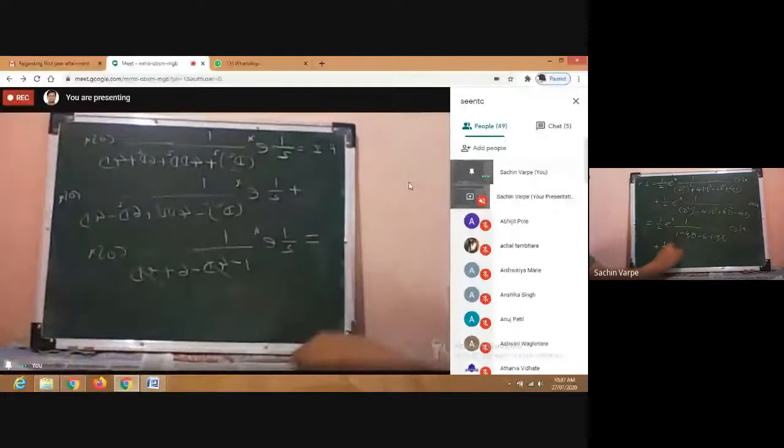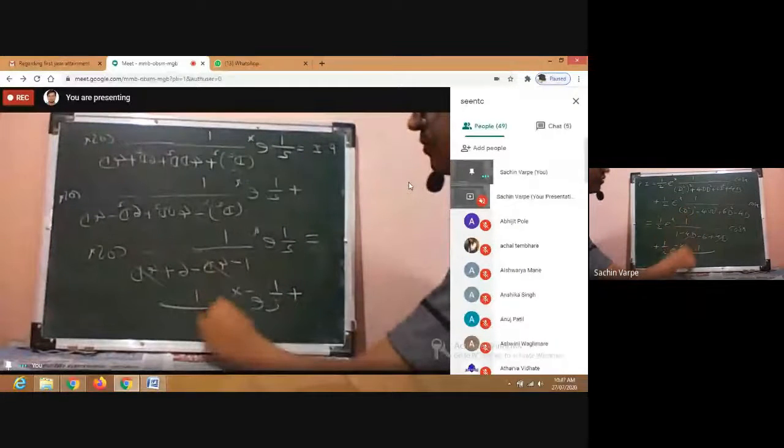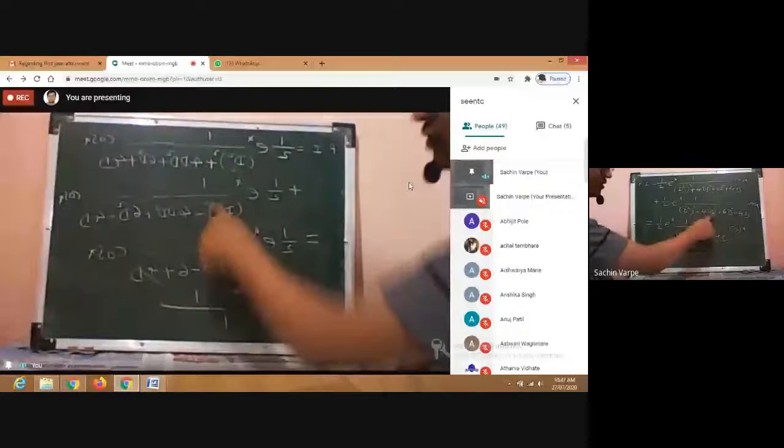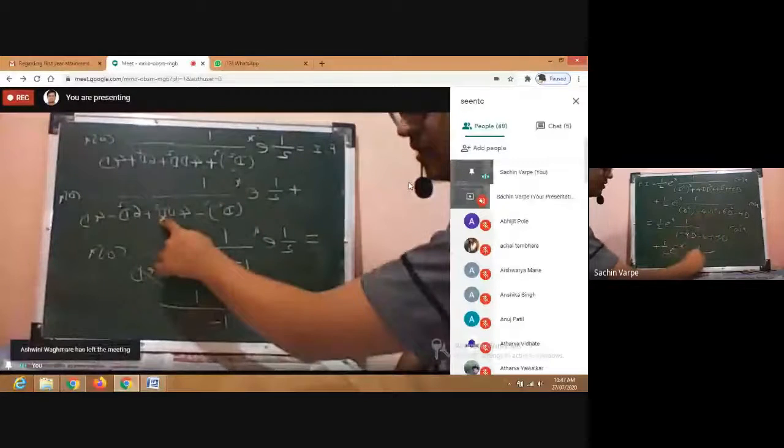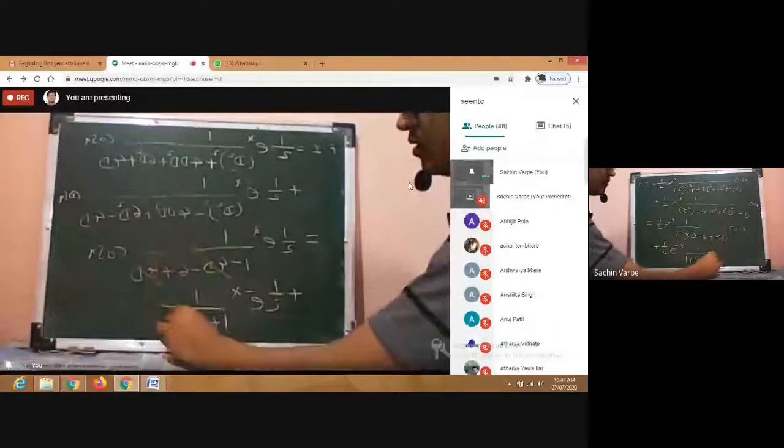Plus half e raised to minus x times 1 upon 1. See, (minus 1) squared will be 1. Minus, this is minus 1, so minus minus plus 4 D. Isn't it? This will be minus 6.